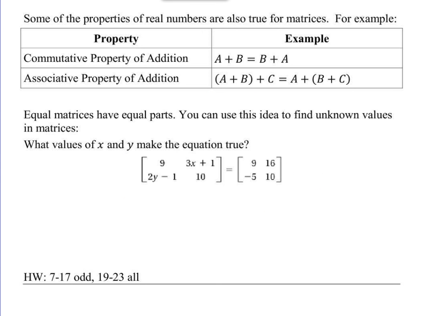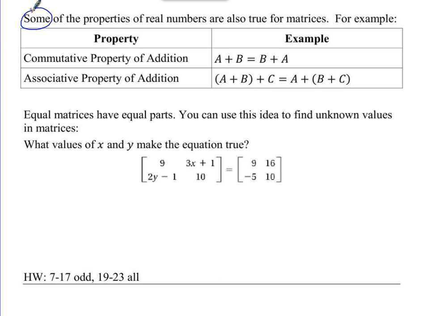Okay, we have a couple of properties to finish off the section with. Some properties of real numbers are also true for matrices. So these two properties here, the commutative property of addition and the associative property of addition, are still true for matrices. The commutative property of addition says like 2 plus 3 is the same as 3 plus 2. You can interchange things. You can write your addition problem in any order you want.